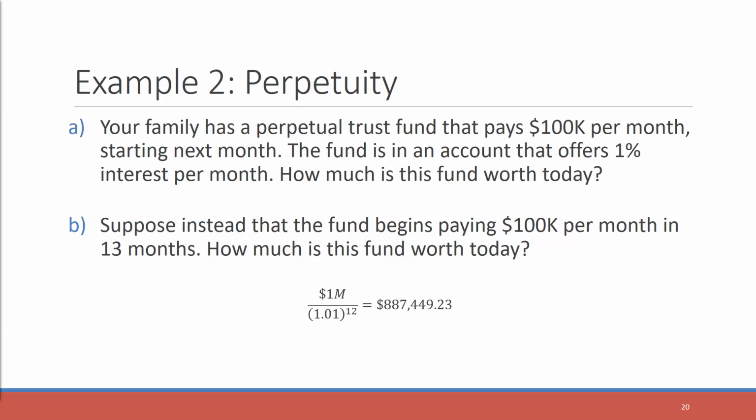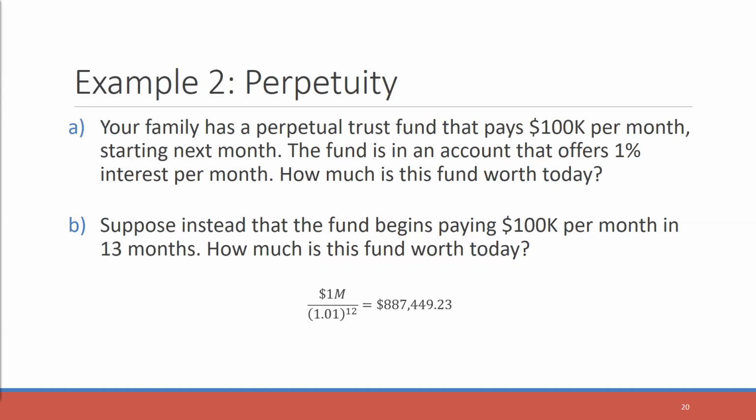Part B, suppose instead that the fund begins with 100,000 per month in 13 months. How much is the fund worth today? So here for part B, I want you to be mindful of how you were mindful in part B of example 1. Notice, whenever you have a perpetuity or an annuity, you're always looking at the present value of cash flows that start in the next period.